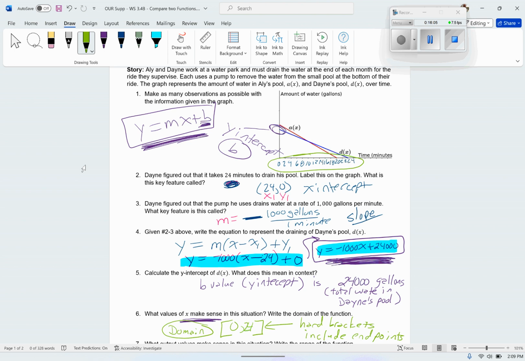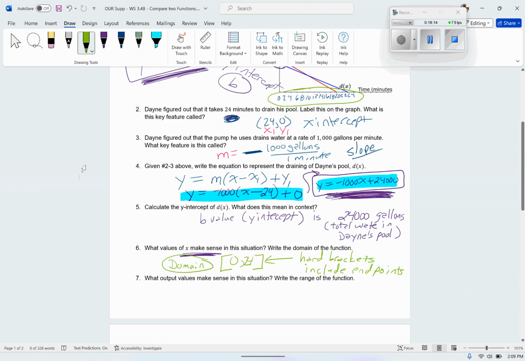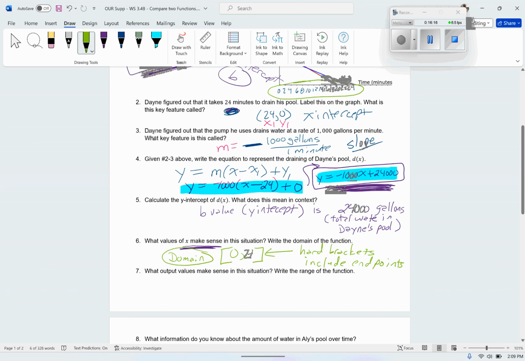So maybe there's a timer on the pump. As soon as you turn the pump on, it starts counting, and the water's flowing away, and it's counting in minutes. I don't know. Okay? What is the output of this situation? So the output are the Y values, which we know as being the range.